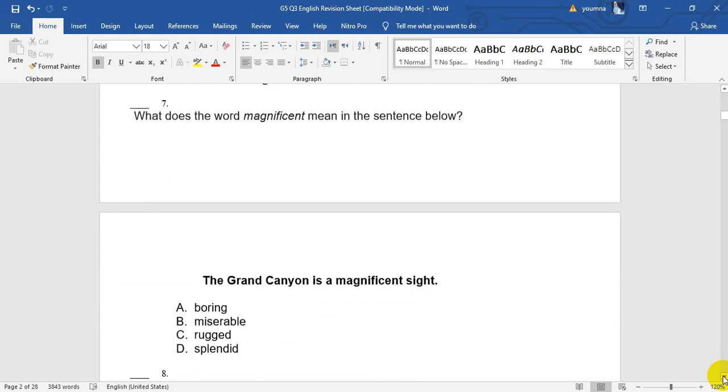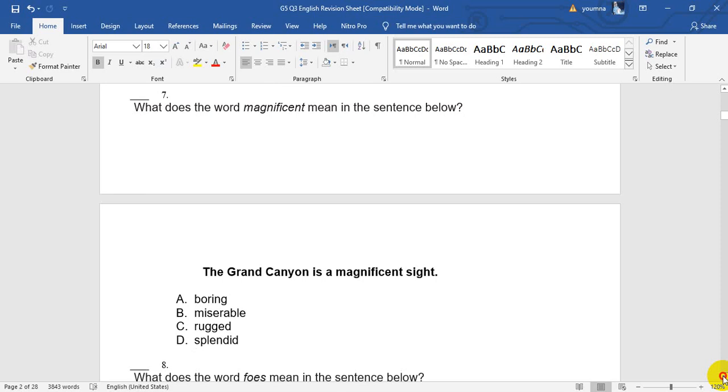What does the word magnificent mean in the sentence below? The Grand Canyon is a magnificent sight. Does it mean boring, miserable, rugged, splendid? Magnificent means wow, wonderful. Which word means wonderful here? Splendid, very good, D. So magnificent means splendid. Let's move to number 8.